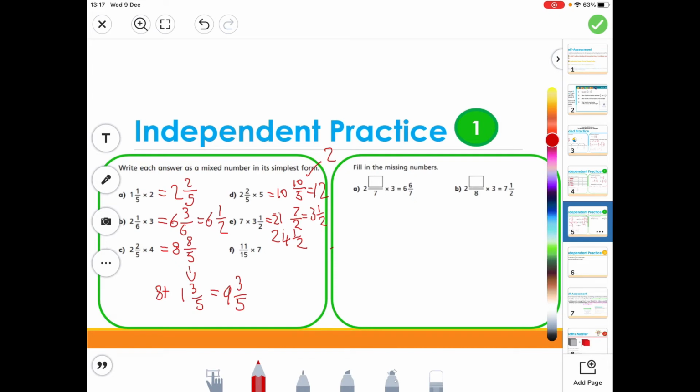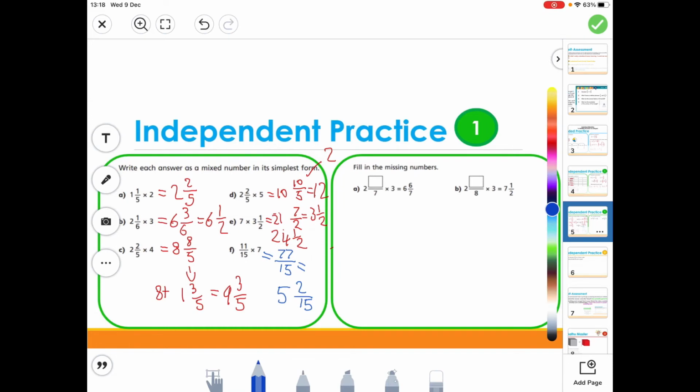I know we're running out of room, so I'm going to do this last one in dark blue. Okay, and then we've got 11/15 multiplied by 7. So 11 times 7 is 77 over 15. And then 77 divided by 15 is equal to 5 and 2/15.